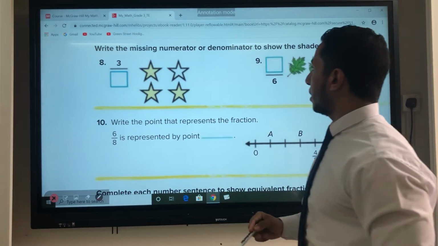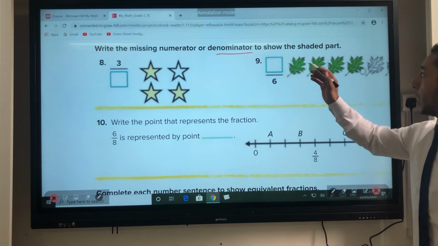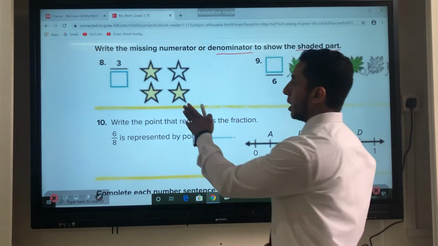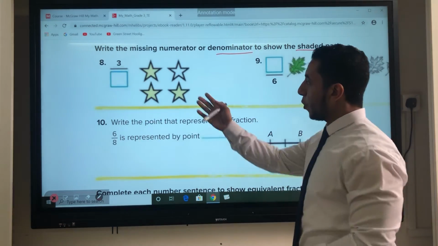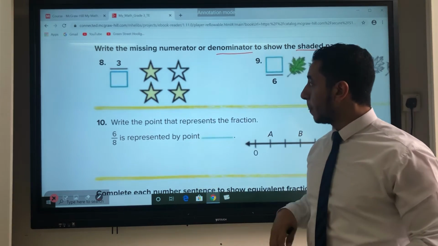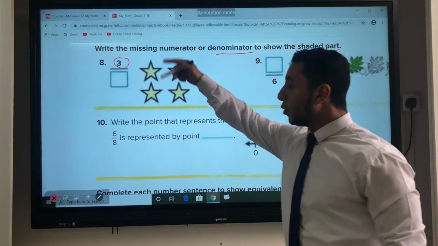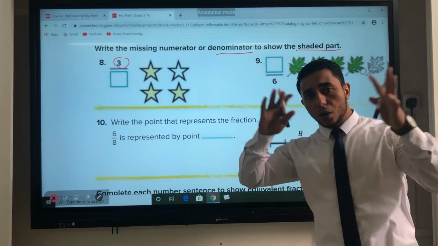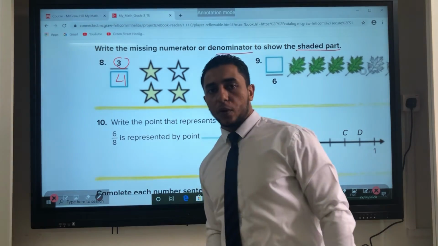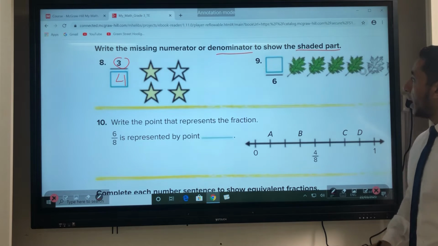Write the missing numerator or denominator to show the shaded part. So here, as you can see, we have 4 stars and 3 are colored from them. 1, 2, 3. So we write 3 up. And how many stars in all? So 4. 3 out of 4, or you can say 3/4.